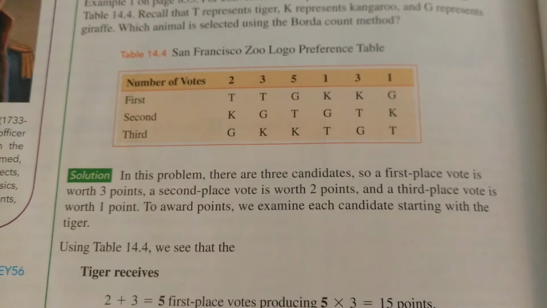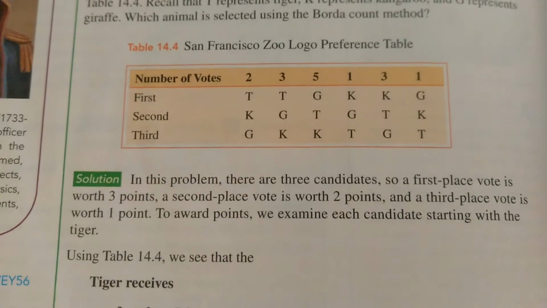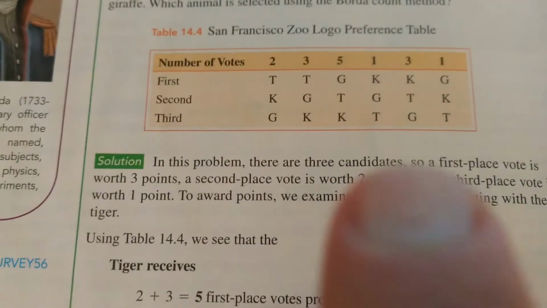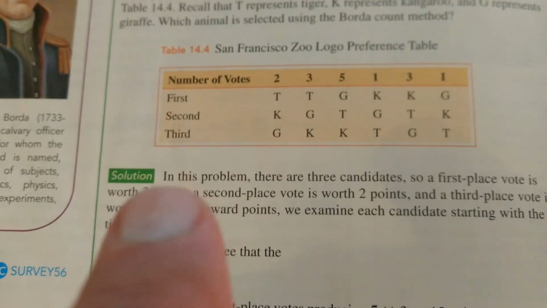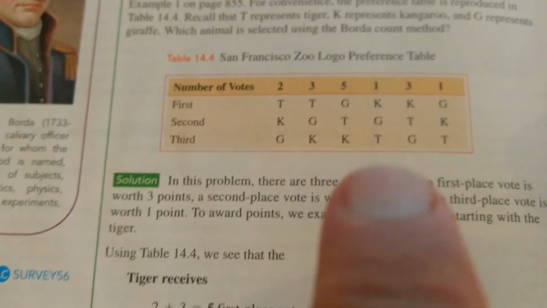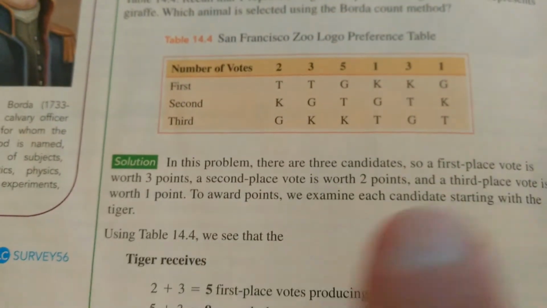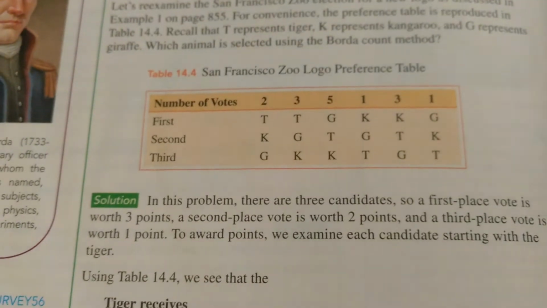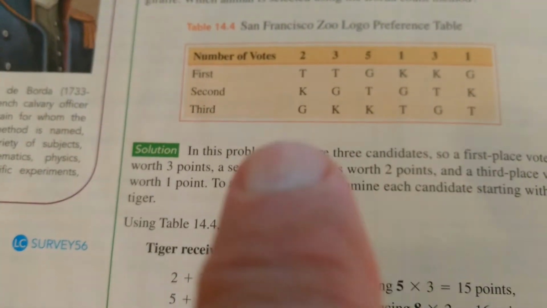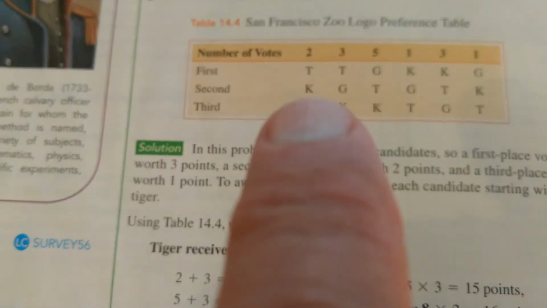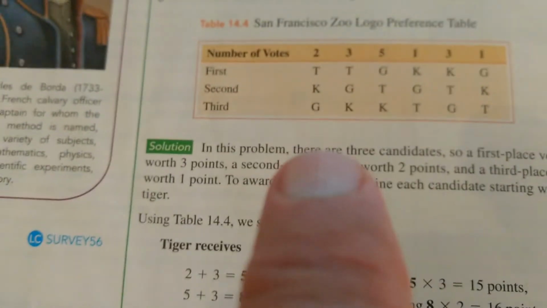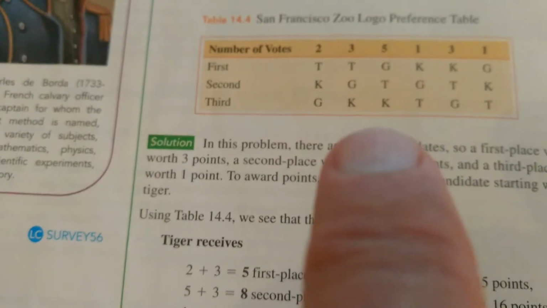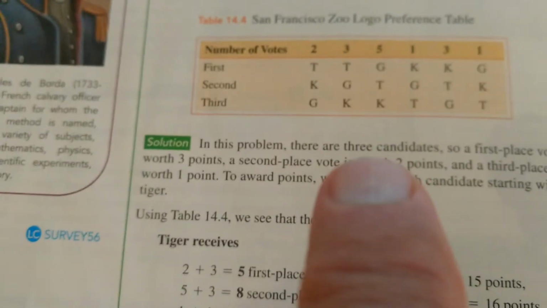Well, if we look at the Borda count method, here's what's happened. Notice that the vertical column here is for first, second, third place votes. These are all the possible combinations that can happen with 3. Remember, we have a tiger, a kangaroo, and a giraffe. So there were 2 voters who voted for tiger first, kangaroo second, giraffe third. There were 3 voters who voted for tiger first, giraffe second, kangaroo third.